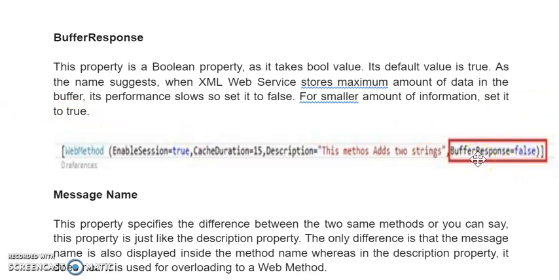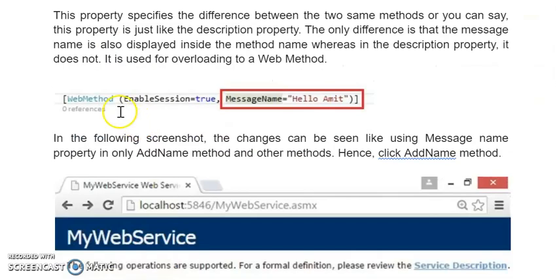So buffer response is used to store your information. Normally, if it is storing so much information, then the speed or the performance will get degraded. That's why we should set it to false. Otherwise, if you want to store a small amount of information, then set it to true. That is about the buffer response.